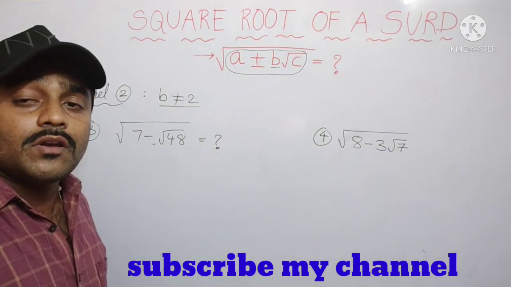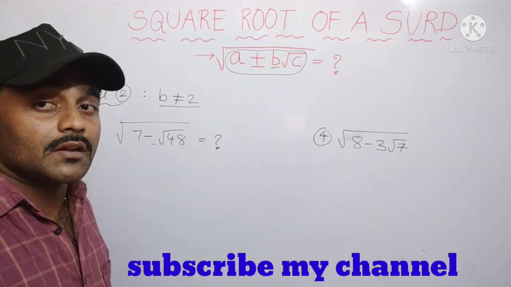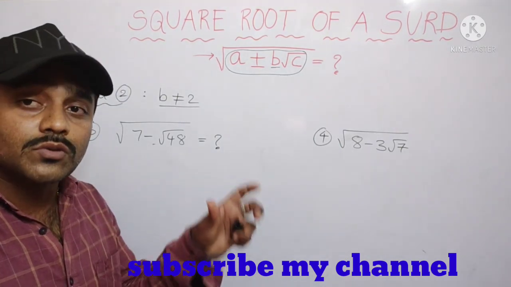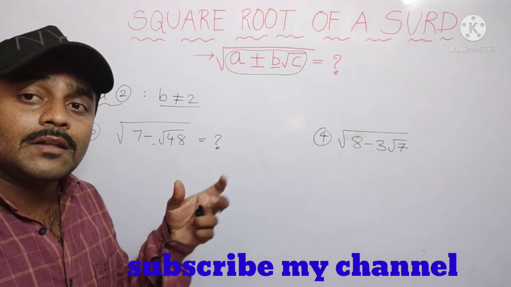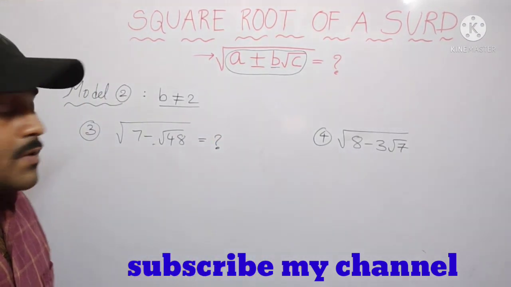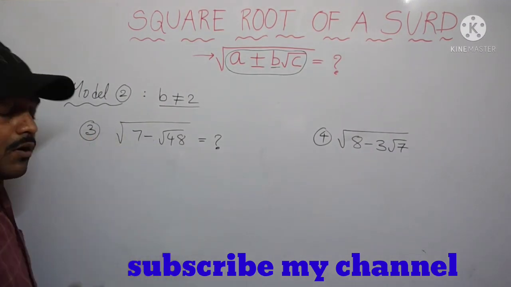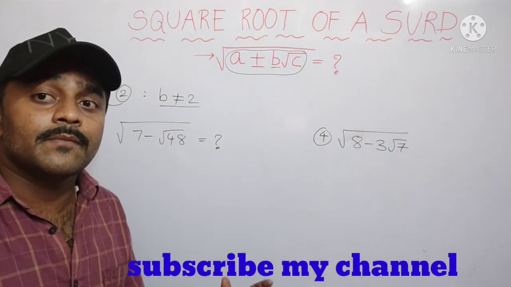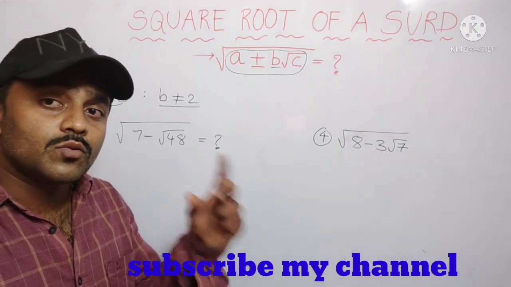That is the task here. We want to bring 2 there. We need to get 2 there. If you get 2, then this model 2 problem will be converted into model 1. Very easy. So I want to get 2 here. How can I get it? This can be done in 2 ways.